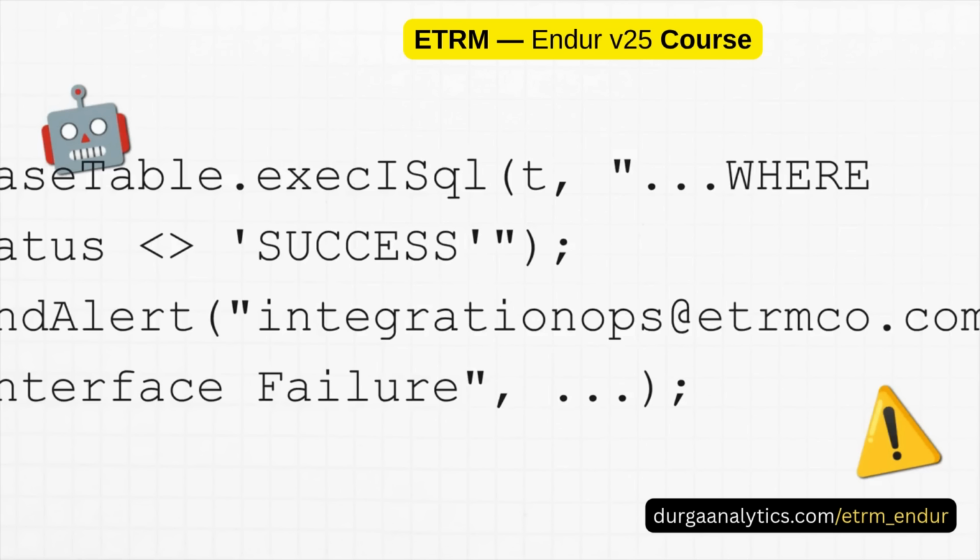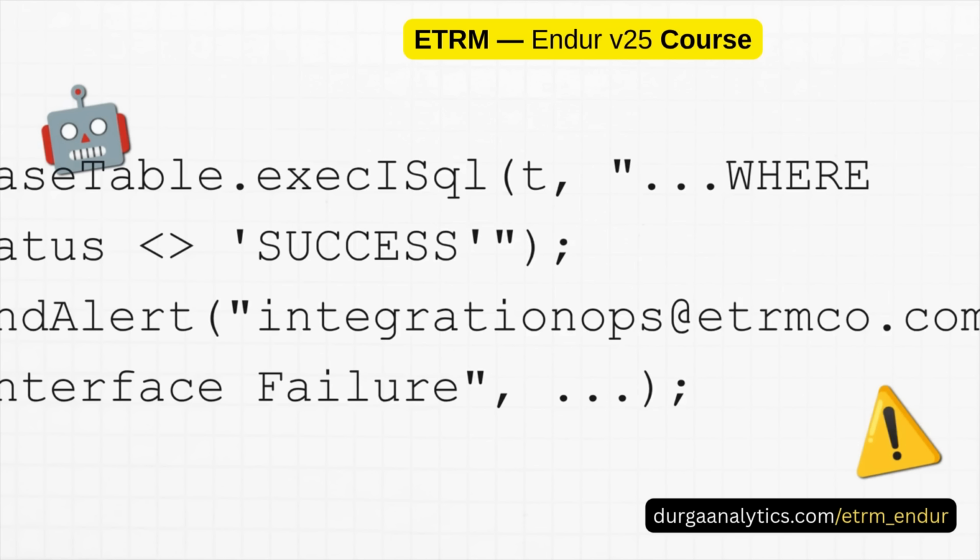And here's a super practical example of that in action. This little piece of code, written in Endur's own scripting language, is basically a watchdog for your system. It constantly scans for any integration jobs that have failed.